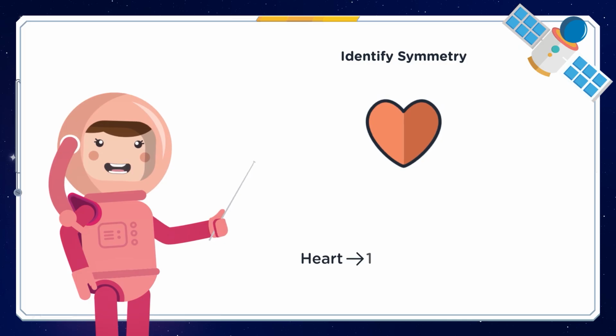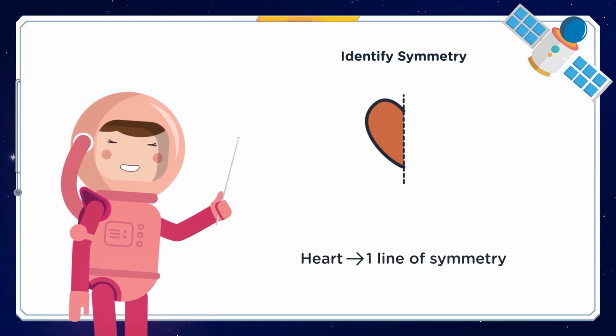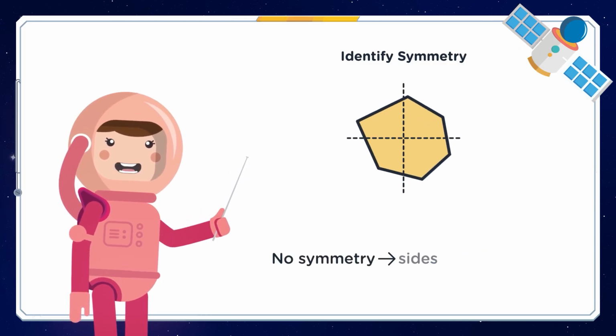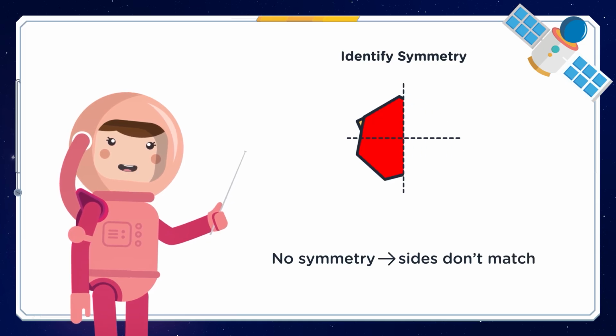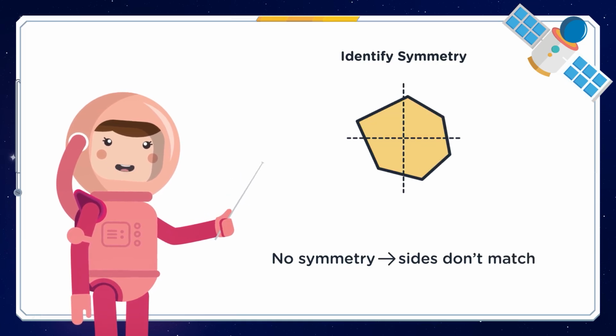A heart shape has 1 line of symmetry, right down the middle. This shape has no symmetry. If we try to fold it, the sides don't match.